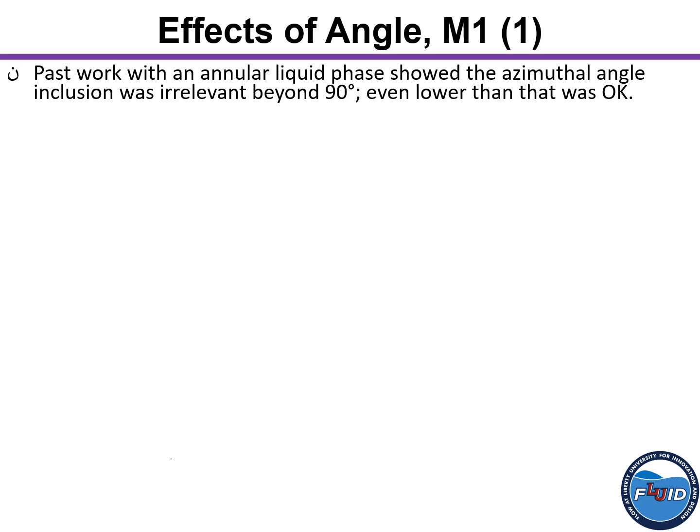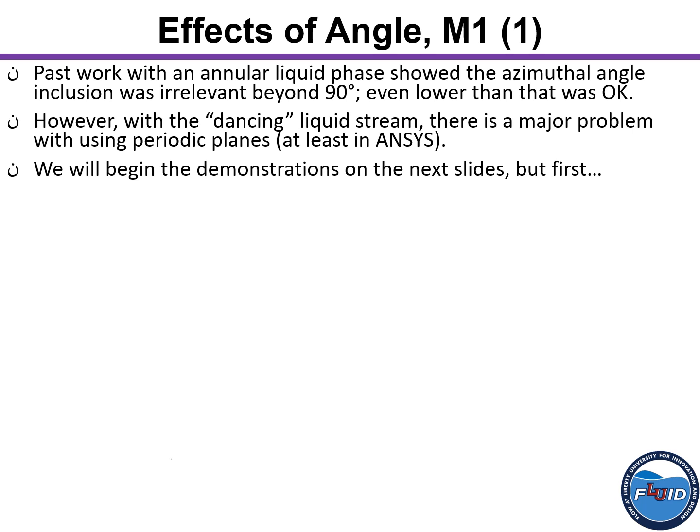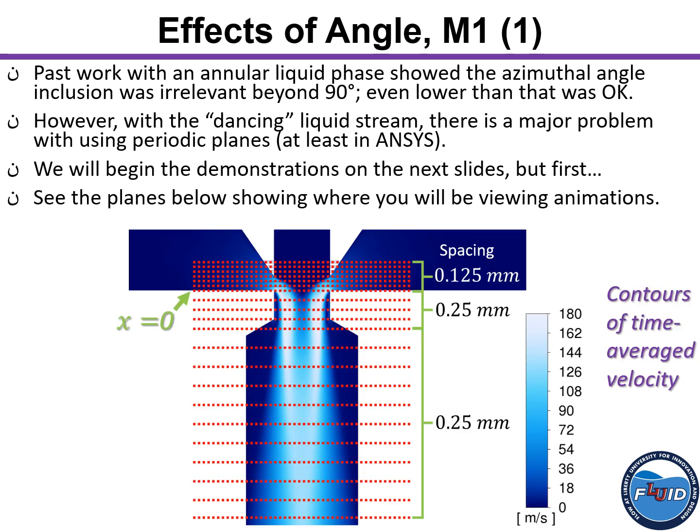So the primary source of instability, that interfacial action, was taking place mostly in an annular region outside the central stream. However, in this situation, we've got this undulating liquid stream. This is going to be a major problem using periodic planes, and I'm clarifying or giving the caveat that this is at least an ANSYS. I'm not sure if others have this figured out, but we have some problems. So we're going to begin with some demonstrations of these problems, something for the reader to be careful for. But first, let me talk about where I'm going to be doing some sampling.